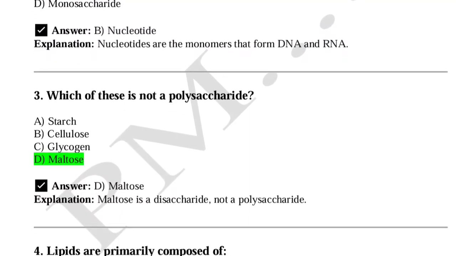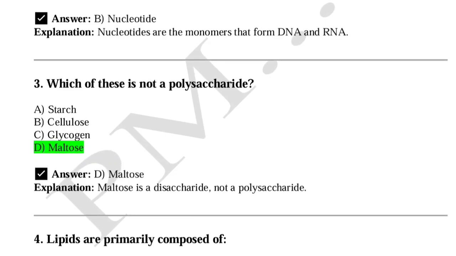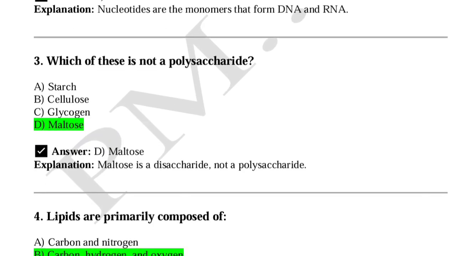Question number 3. Which of these is not a polysaccharide? Starch is a polysaccharide, cellulose is a polysaccharide and glycogen is a polysaccharide, but maltose is not a polysaccharide. So option D is correct. Maltose is a disaccharide, not a polysaccharide.